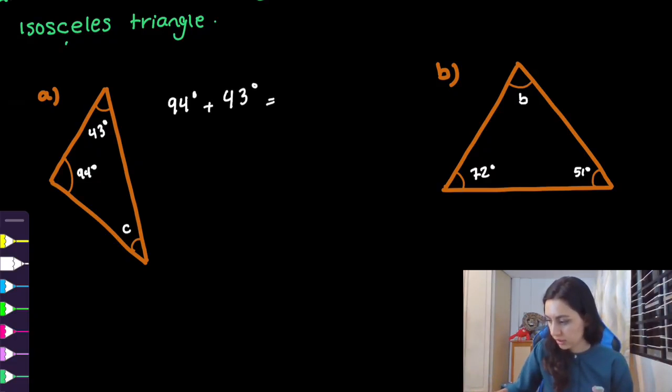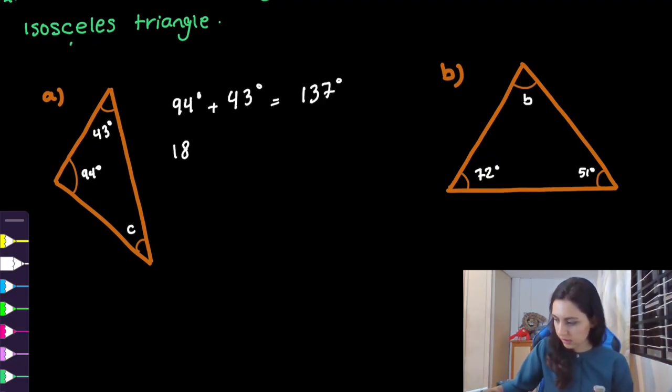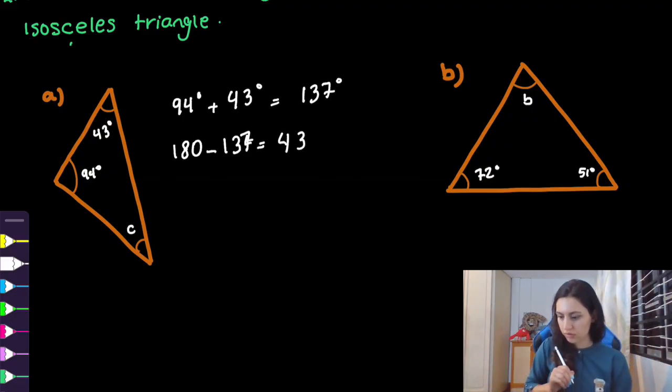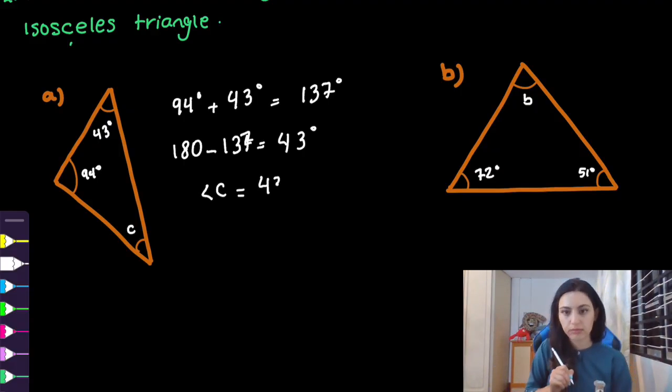Hopefully you did the same thing. If not, you can erase it and just follow with me. 137 degrees, and we say 180 minus 137 degrees, which is equal to 43 degrees. Okay, so we had one angle which was 43 degrees. We found another angle, angle C, is 43 degrees.